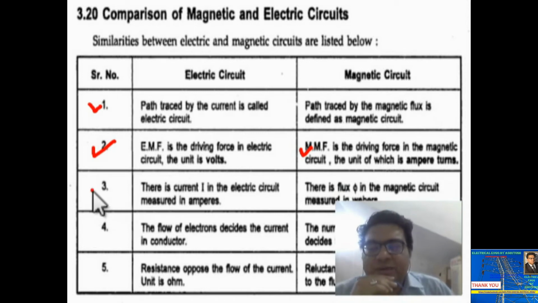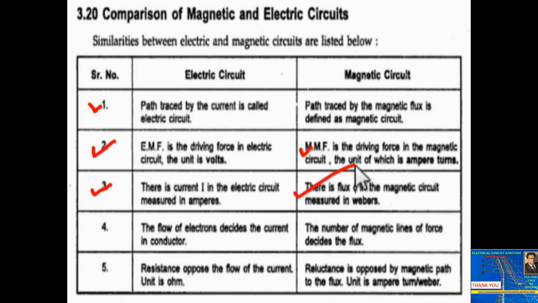And then see the third point: there is current in an electric circuit. Current flows in the electric circuit, measured in ampere, but in the case of a magnetic circuit there will be flux, measured in Webers. Then point number 4: the flow of electrons decides the current in a conductor. In a magnetic circuit, the number of magnetic lines of force decides the flux. So the flow of electrons is current, and the number of magnetic lines of force is flux.